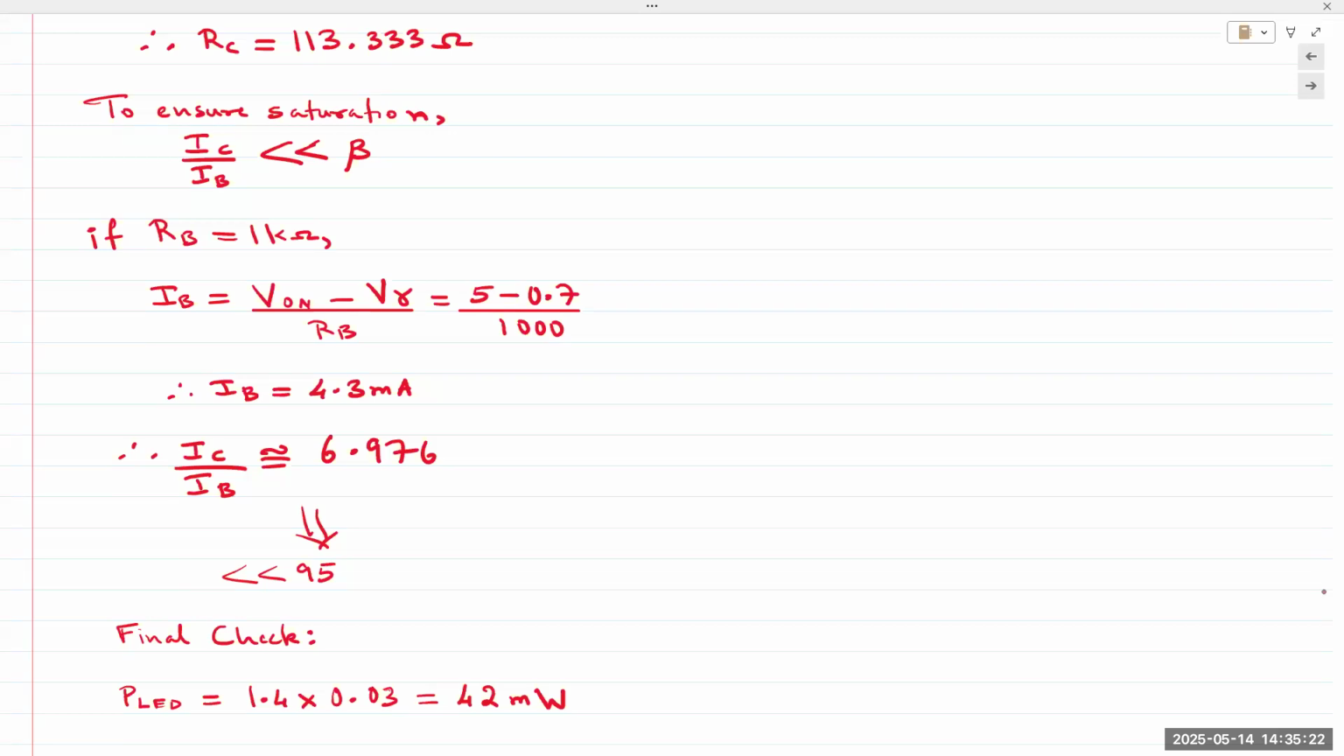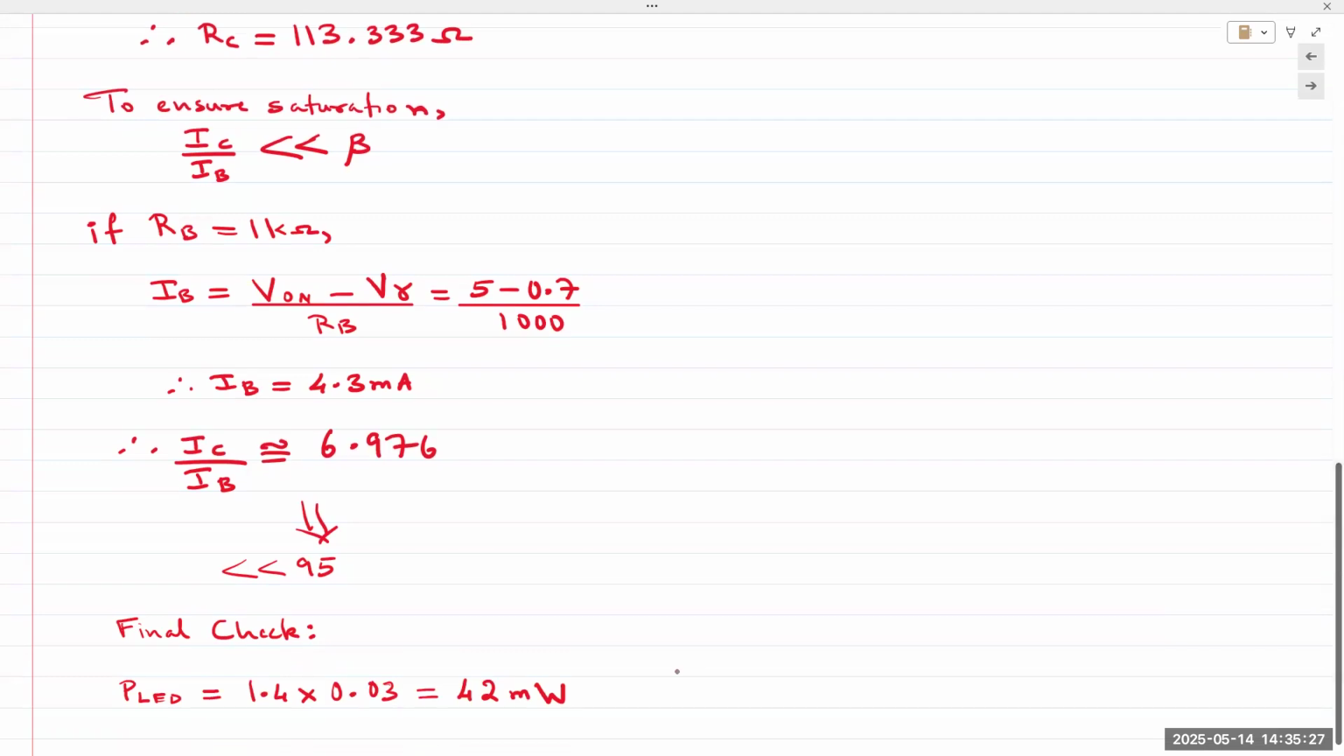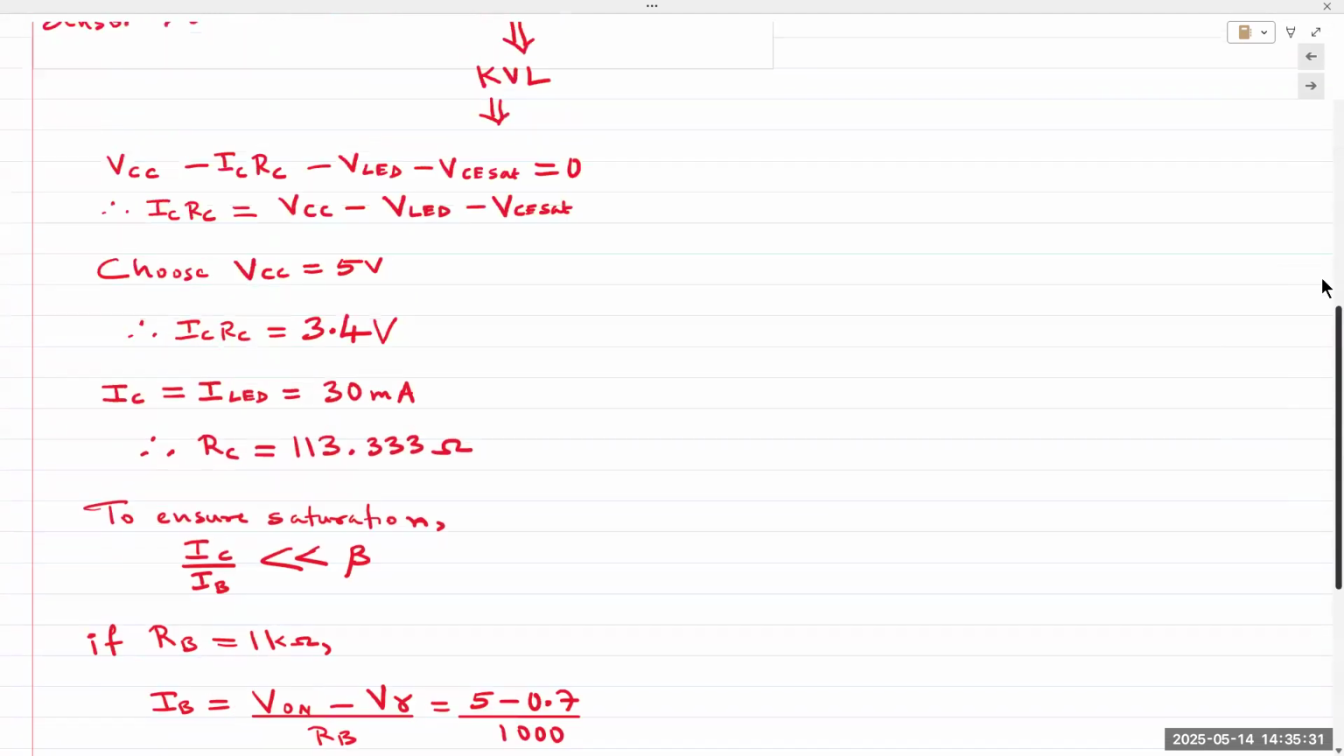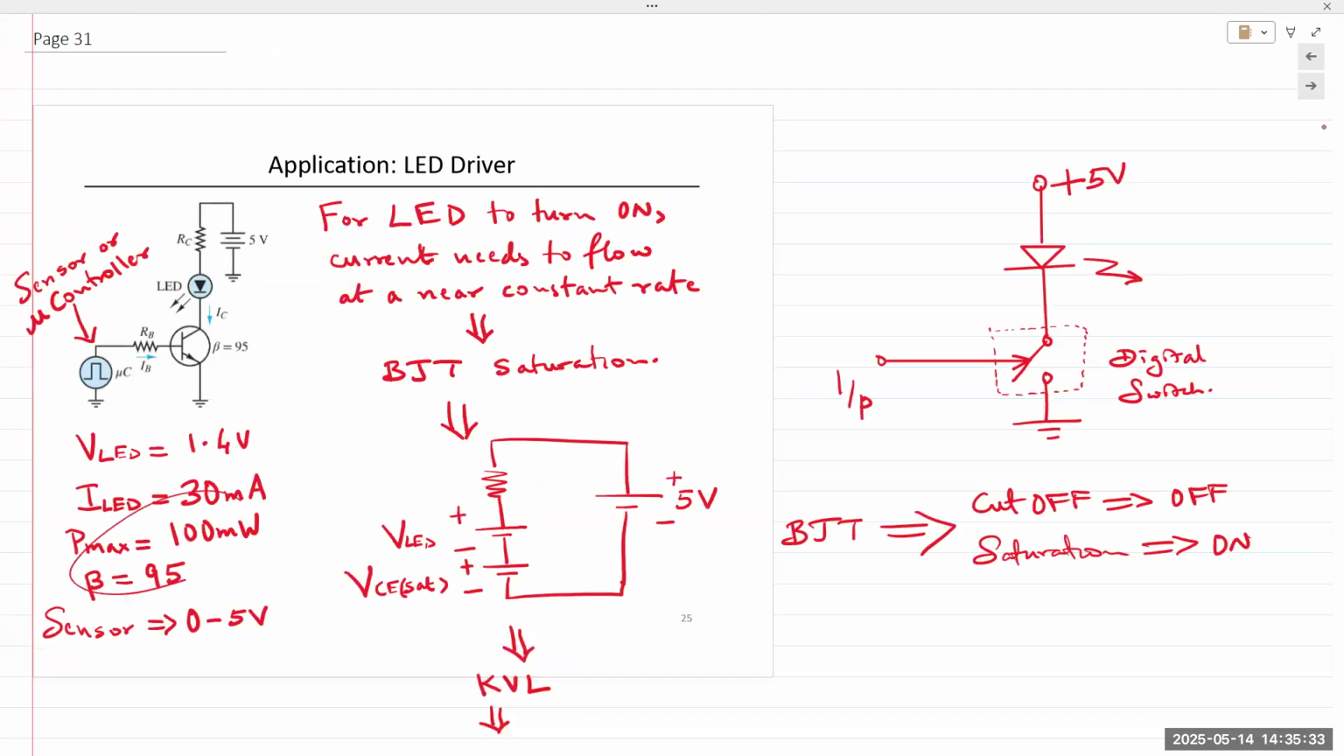All right. So now, once we have that, one final check is the power dissipation of the LED, which is still less than 100 milliwatts. So our design is verified. All right, let's take a pause. Let me know if you have any questions.